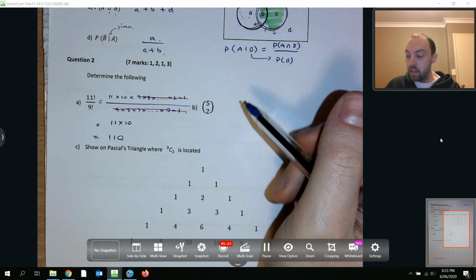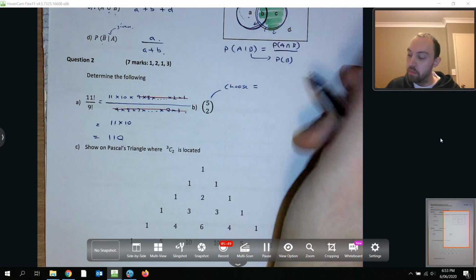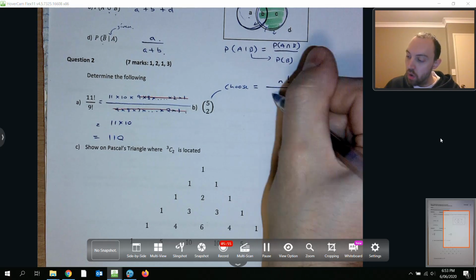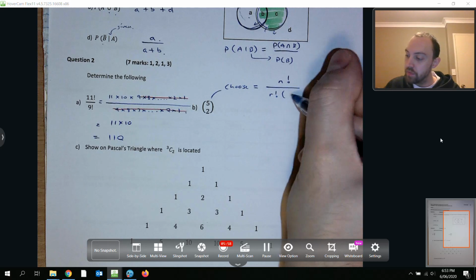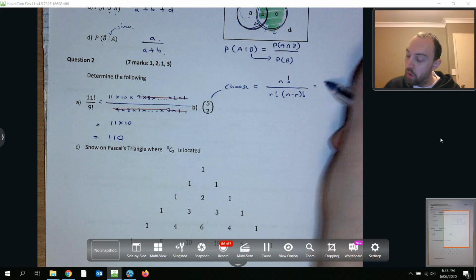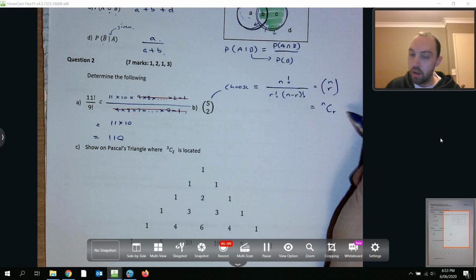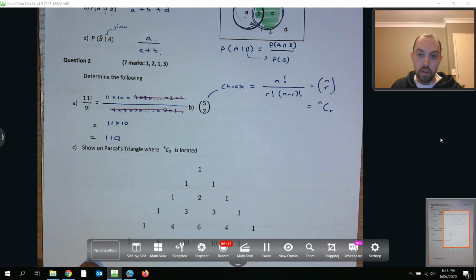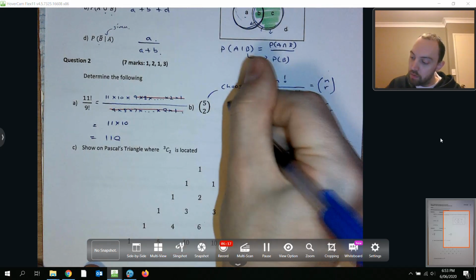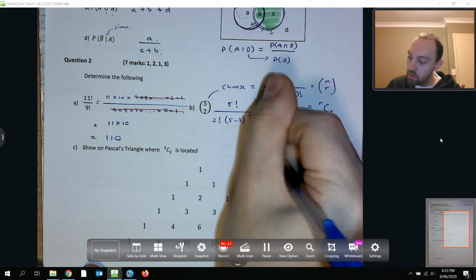This next part is a way to write my choose function, so we need to be able to remember what that looks like. n choose r is n factorial over r factorial times n take r factorial, for anything that looks like that. This is my formula here. So 5 choose 2 means that I've got 5 factorial at the top and then 2 factorial, 5 take 2 factorial.